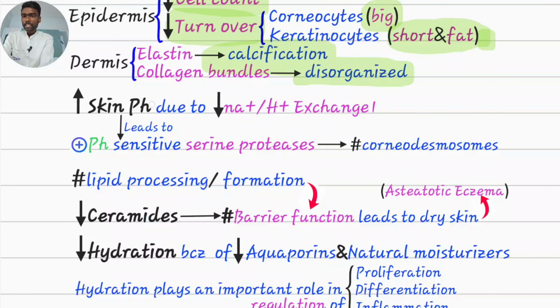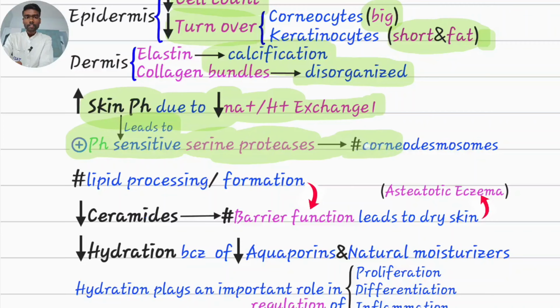Elevation in skin surface pH, which is due to overexpression of epidermal sodium hydrogen exchanger 1. If skin pH is increased, it leads to stimulation of pH sensitive serine proteases, which leads to destruction of corneodesmosomes, ultimately leading to stratum corneum integrity loss.